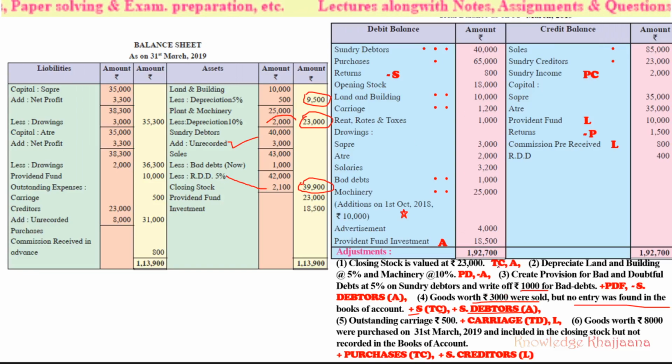Then closing stock was rupees 23,000. You have to show it like this. Then provident fund investment, this is one word. Provident fund investment was rupees 18,500.